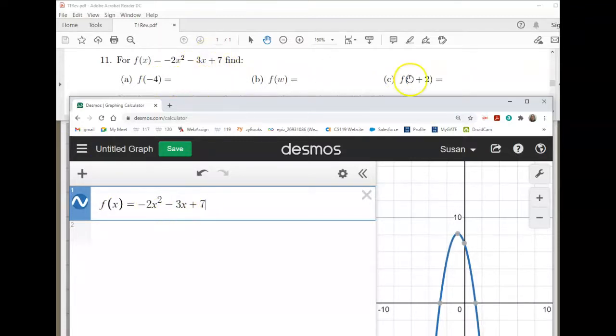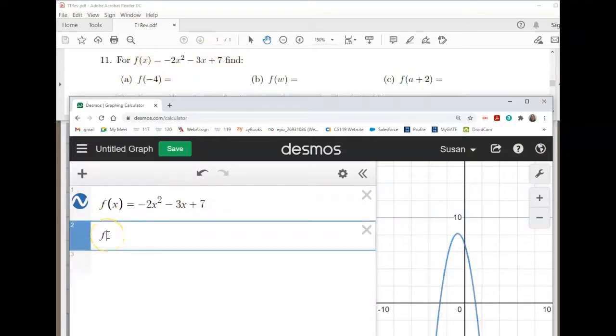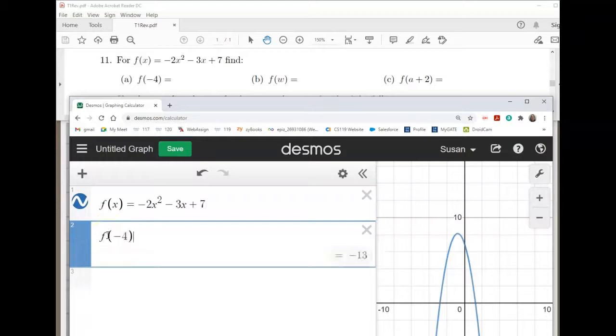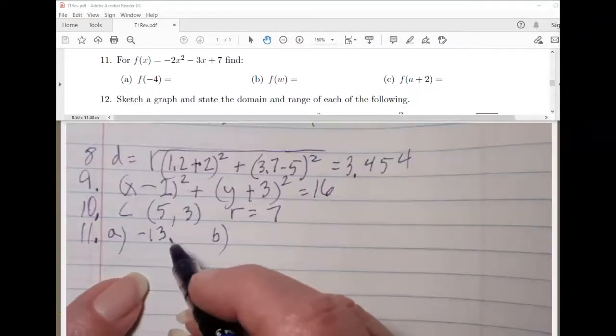The only one I can do in Desmos is this first one, f of negative 4. So I'm going to put f of negative 4, and I get the answer negative 13. So going back over to my paper, part A is negative 13.